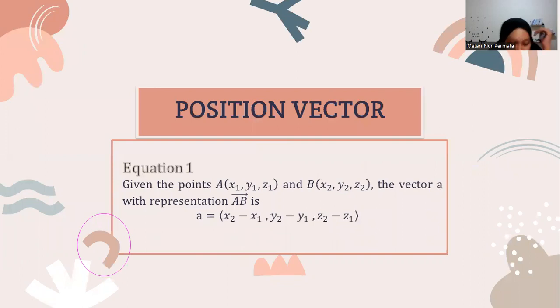Position vector. Equation 1. Given the points A(x1, y1, z1) and B(x2, y2, z2), the vector a with representation vector AB is a equals ⟨x2 minus x1, y2 minus y1, z2 minus z1⟩.